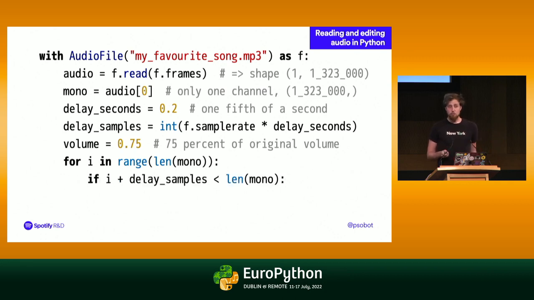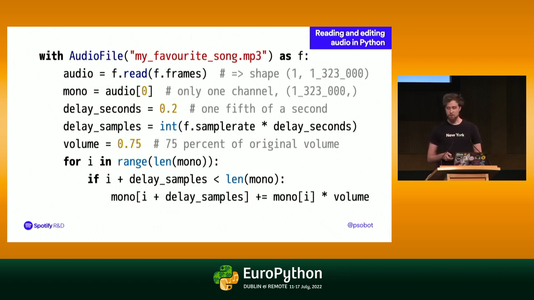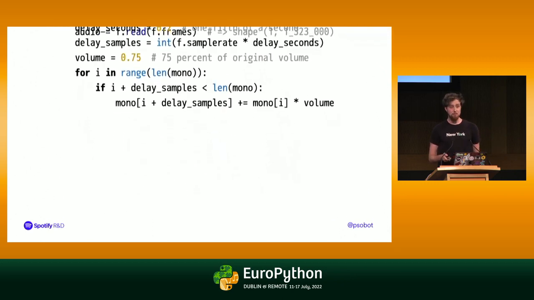And then if we have enough room to add echo afterwards, so if i plus delay samples is less than the end of our array, then let's add some delay. Let's do mono at i plus delay samples plus equals mono at i times volume. So that's a little confusing to think about, but let me give you a quick visual example to see what this means.